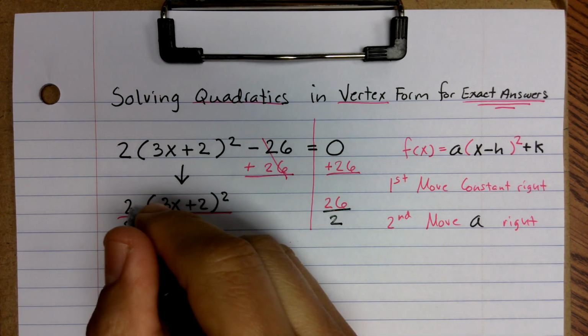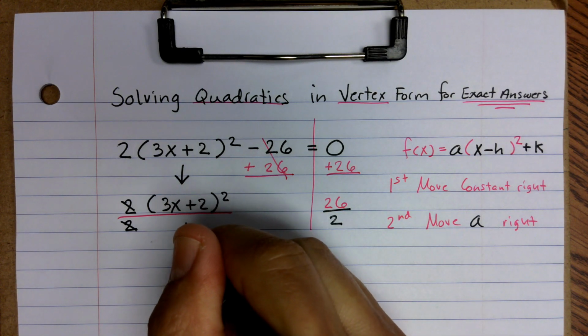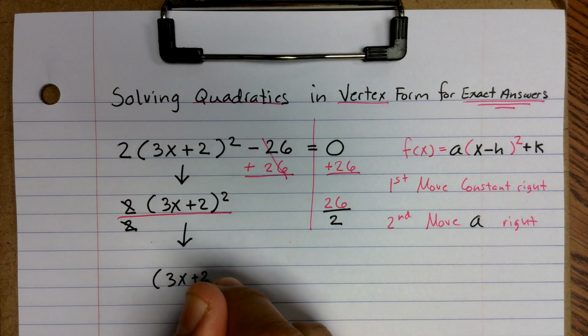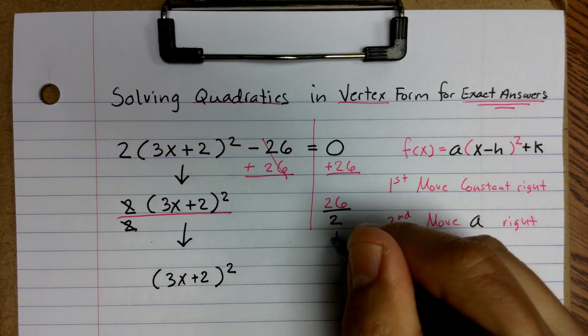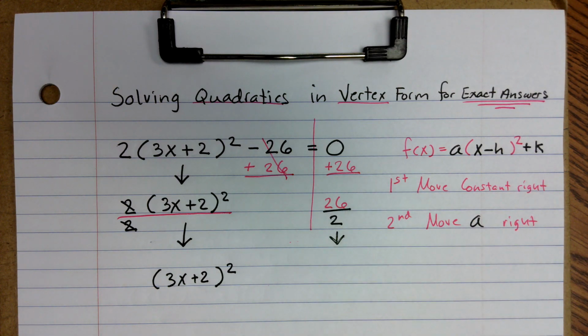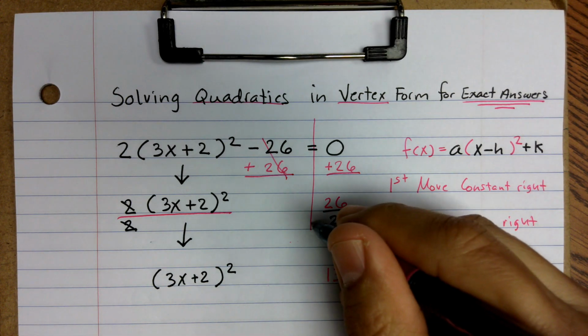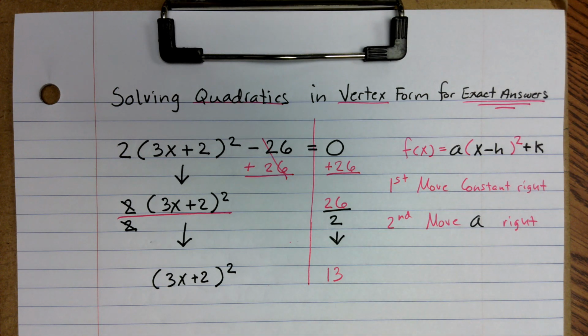Now on the left, it makes it really easy, right? Because 2 divided by 2 is just 1. And that simply leaves us with now 3x plus 2 squared. And over here on the right, if we divide 26 by 2, it's going to give us 13. I'm going to go ahead and extend this equal sign, so we're closer to being done.